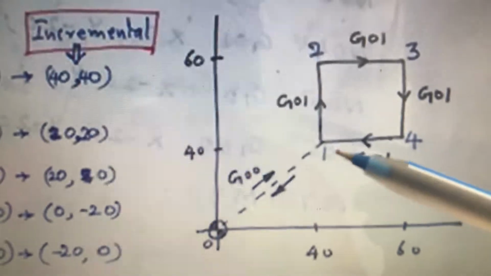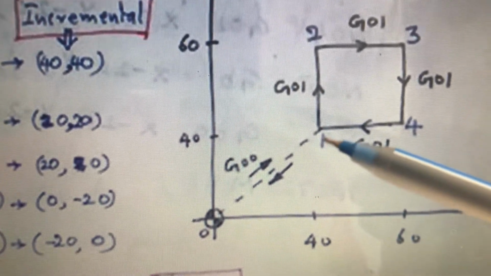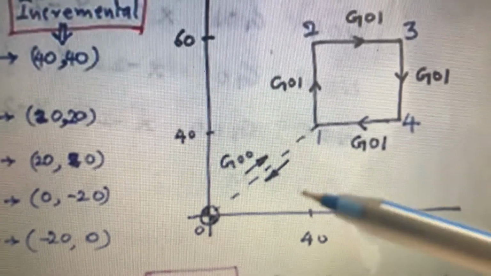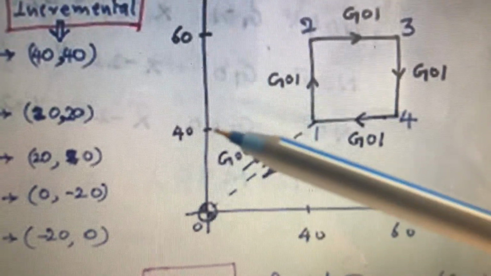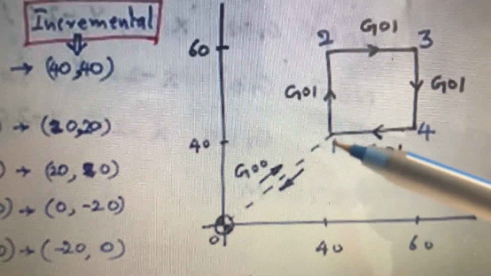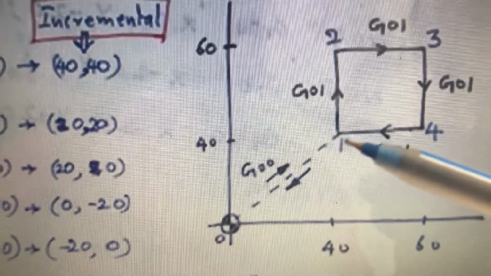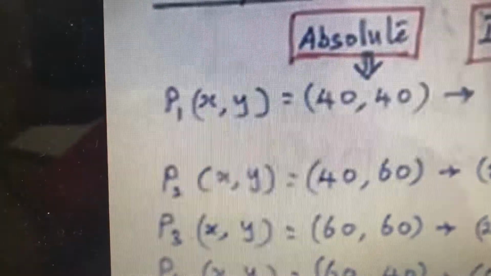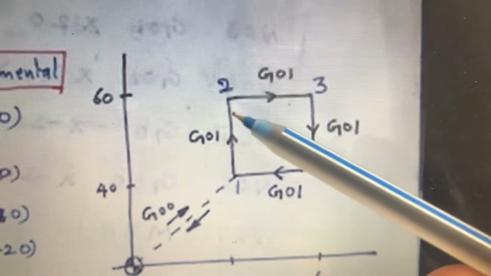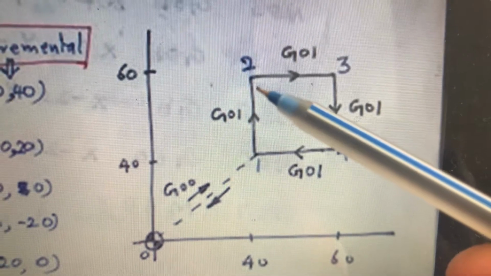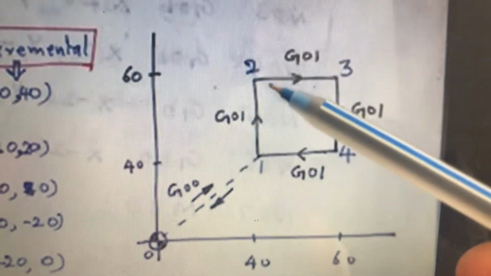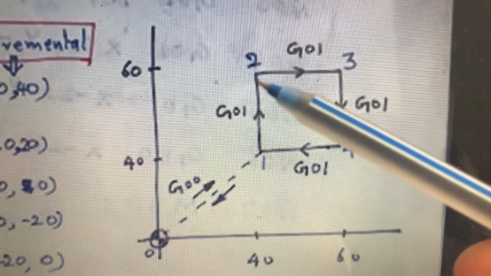Let's see an example here. If we take point number 1, what is the distance of x and y from O? The distance of x is 40 units and the distance of y is also 40 units. So at this point, x is 40, y is 40. That is 40, 40. This is what I have written here in absolute programming. If you come to point number 2, the distance of x is 40 and the distance of y is 60. So this will be 40, 60 in absolute positioning.